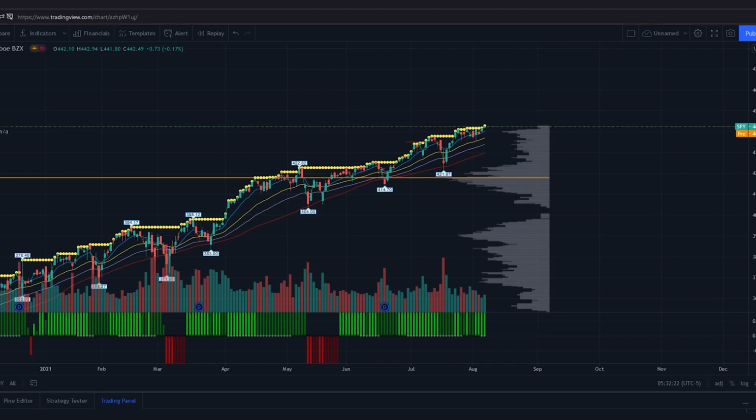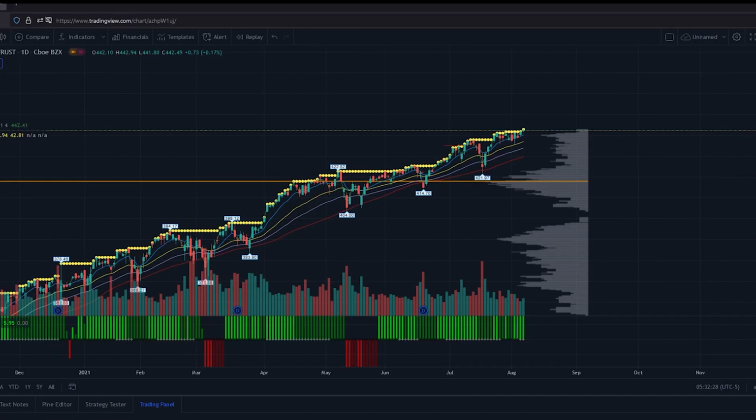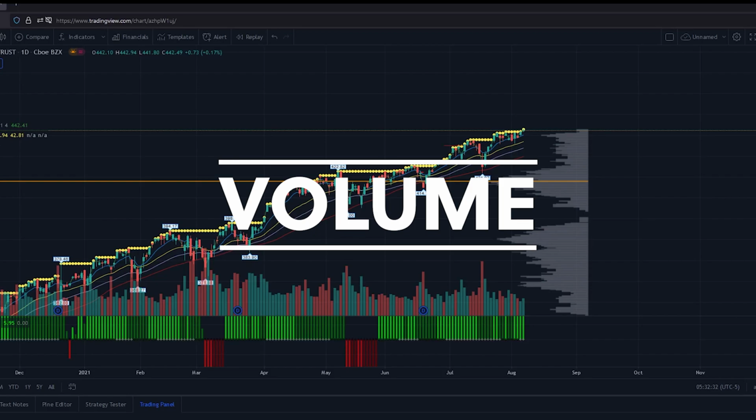So what's the tool that we have? The one tool that we have to defeat the hedge funds and the market makers, and that is volume. Volume. We have to use the volume to develop trend analysis.